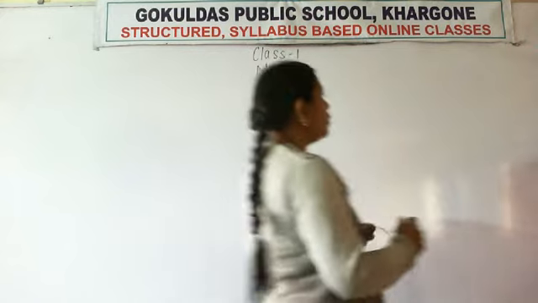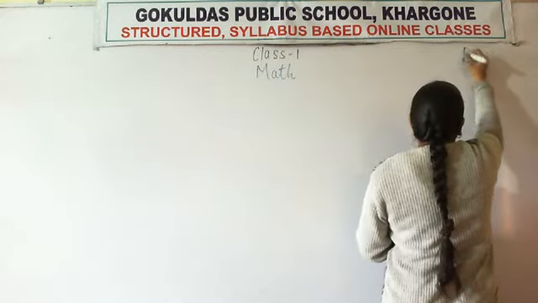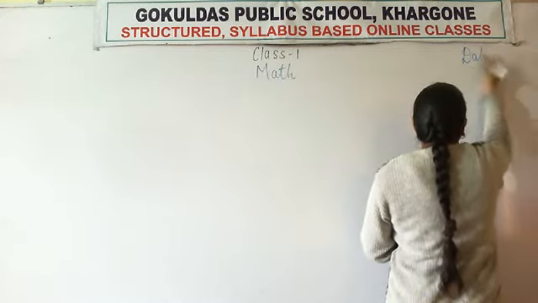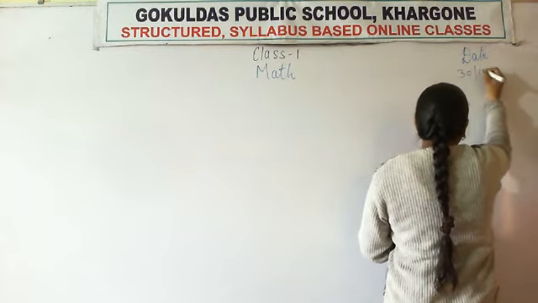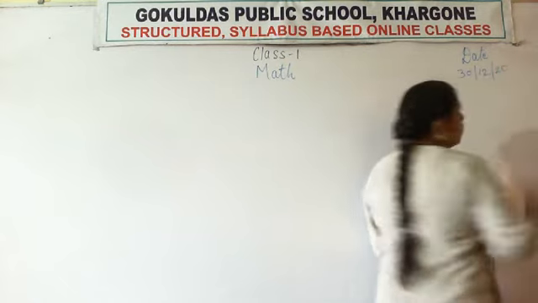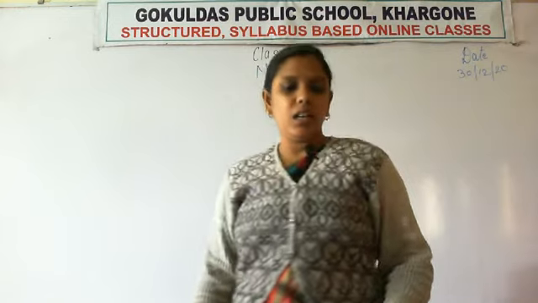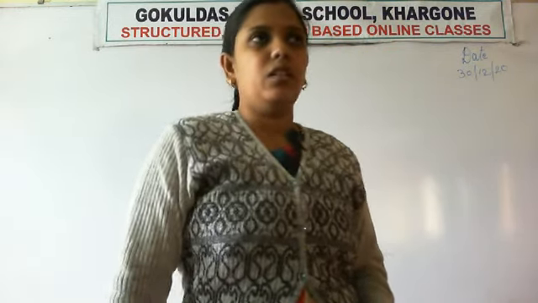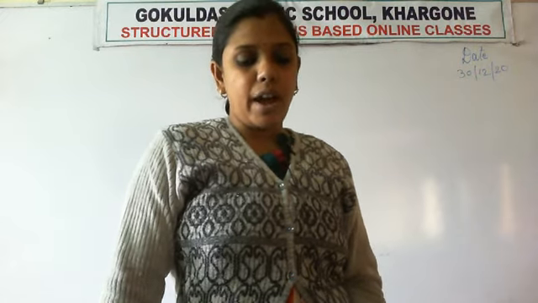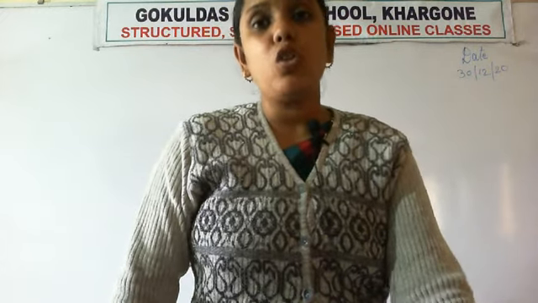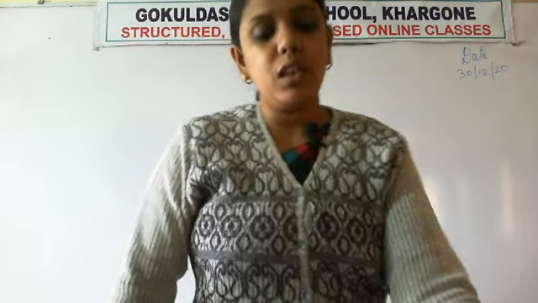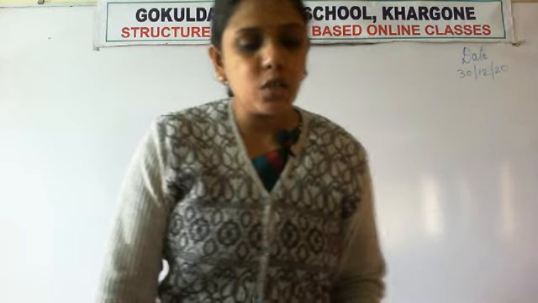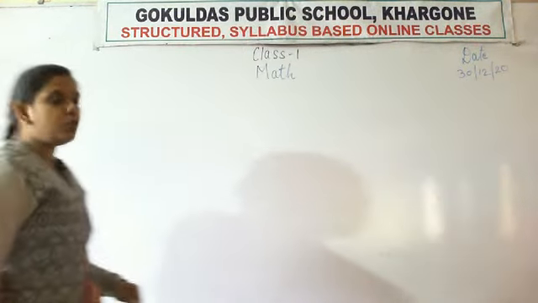What is the date today? 30/12/2020. Write today's date, 30/12/2020. Okay, now write the heading of today's topic. What is the heading of today's topic? Start writing from the new page.